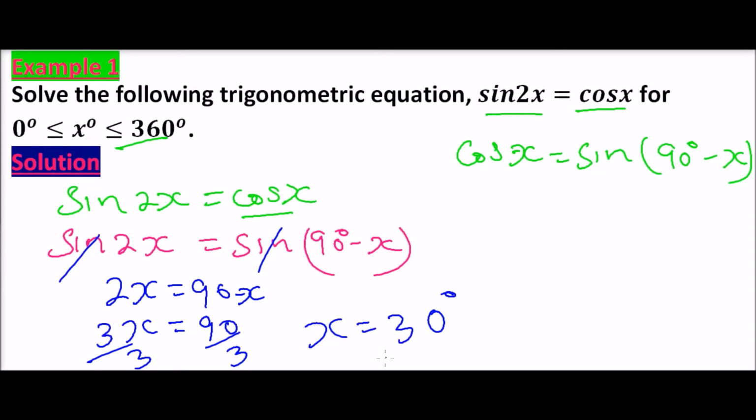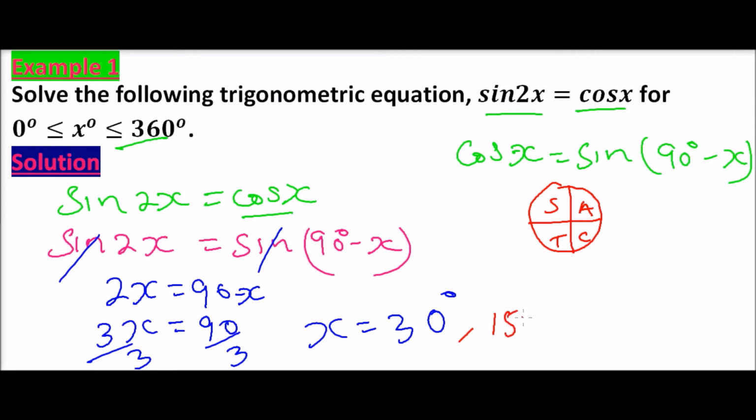Now, you did trigonometry in form 3, and we know that in the second quadrant, sine is positive. Hope you remember this. So sine in the second quadrant is also positive, and therefore we say that the sine of 30 is also equal to the sine of 150.